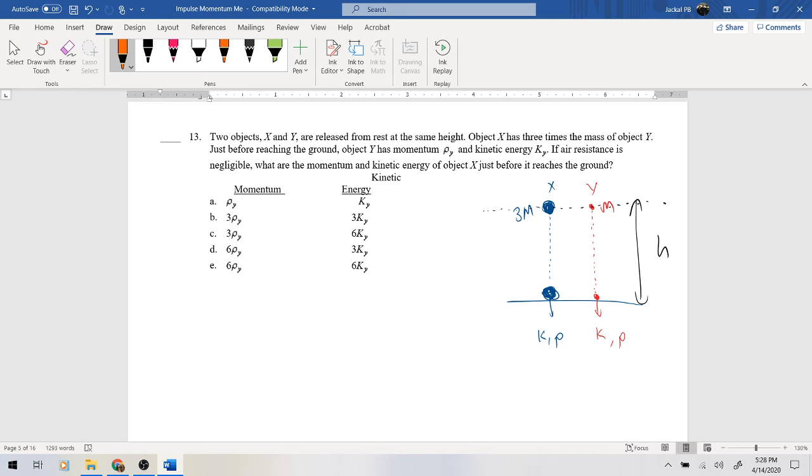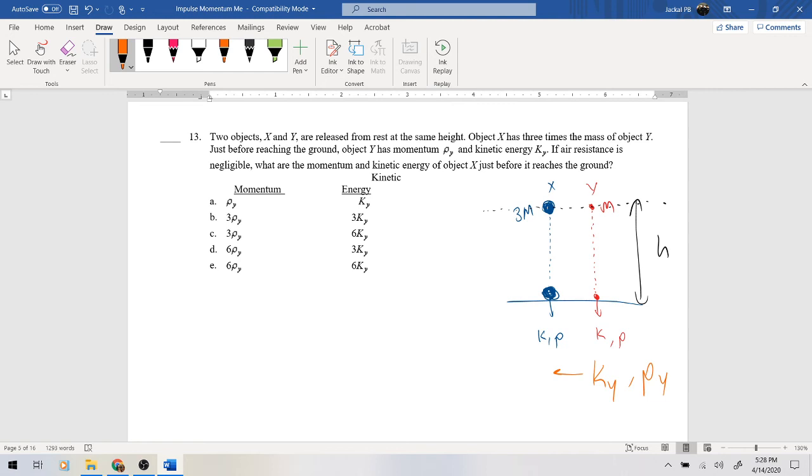You basically have x and y. X is 3m, y is m. You drop them from the same height. So right before they hit the ground, they have some kinetic and potential energies. So what are the momentum and kinetic energy of x just before it reaches the ground? They give you this as Ky and Py. And then what will be the momentum of x and the kinetic energy of x in terms of the momentum and kinetic energy of y?